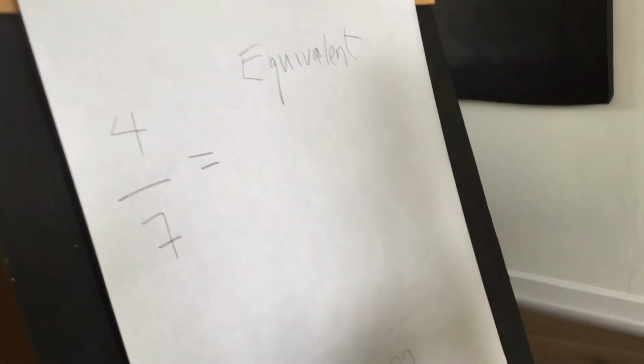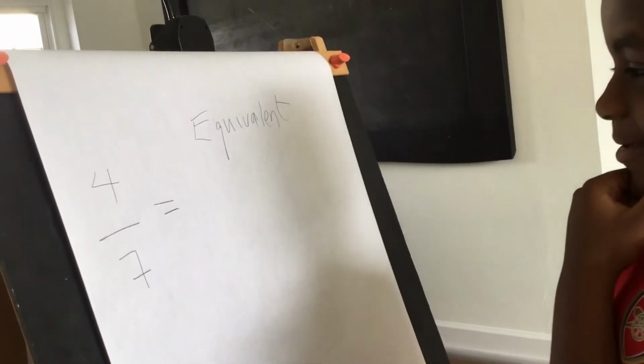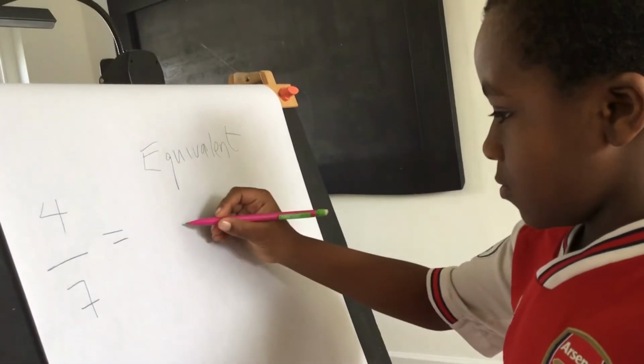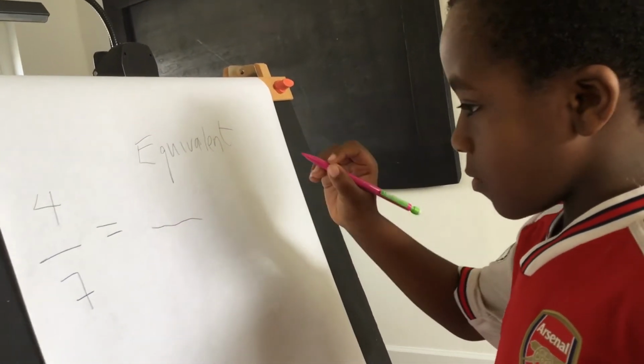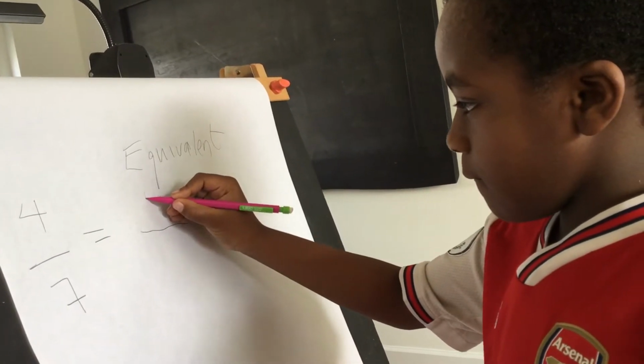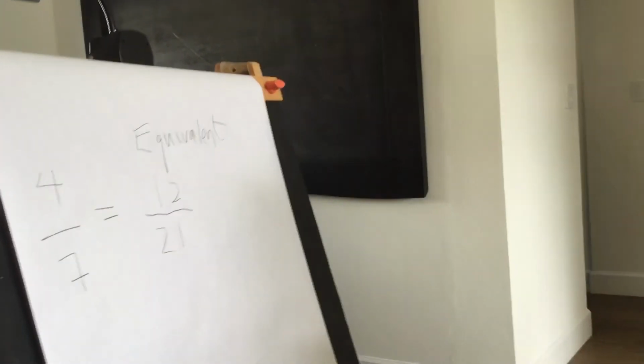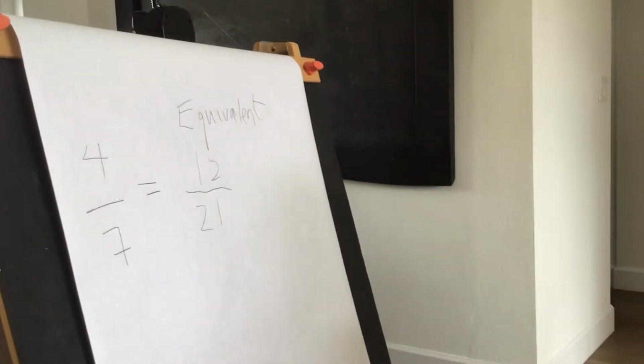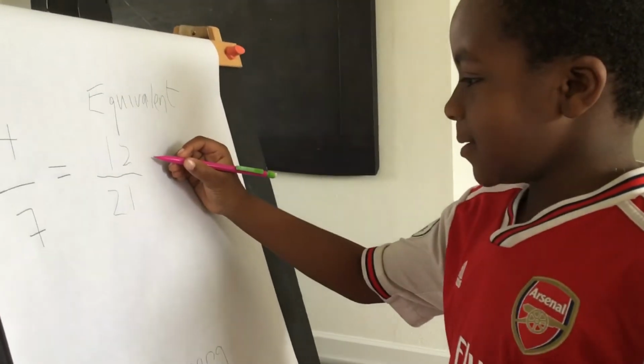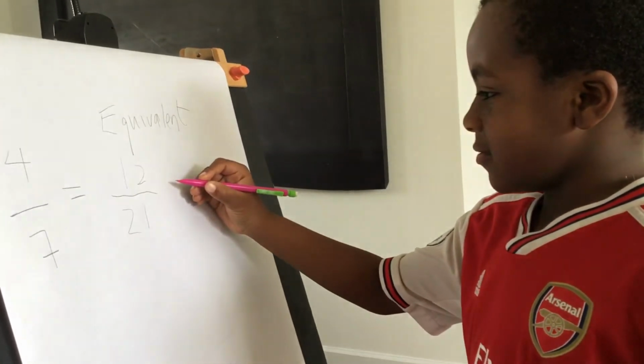And I say, Eli, can you give me something that is equivalent to this? So you decide to use what to multiply? 3. You decide to use 3. Okay, can you pick a number to multiply as well so that we can have another equivalent fraction? I only want to do 2. Okay, sure.